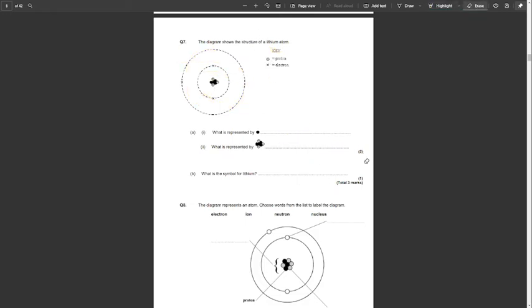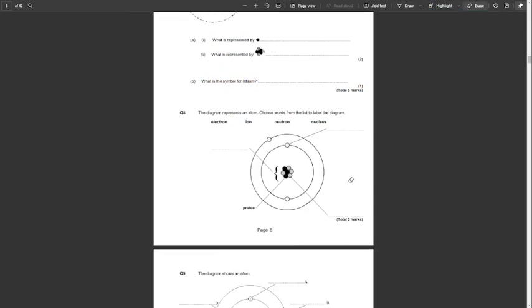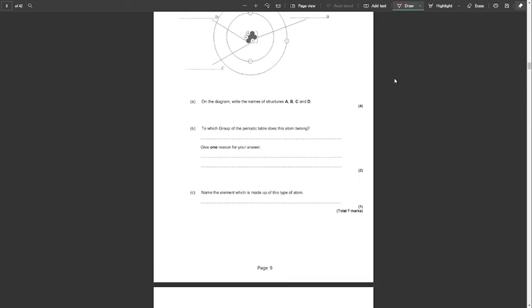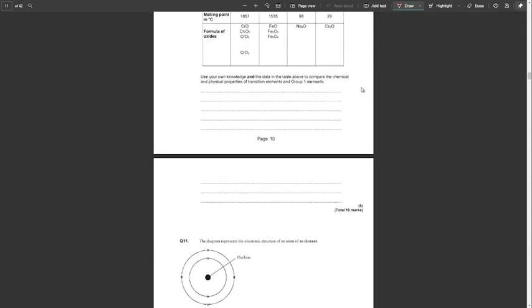Let's take a look at the next question. What is the symbol for lithium? Okay, that's a 1 mark question. It's not looking for anything special, it's looking for a single thing. Right, now let's scroll down until we find some more complicated questions like this.